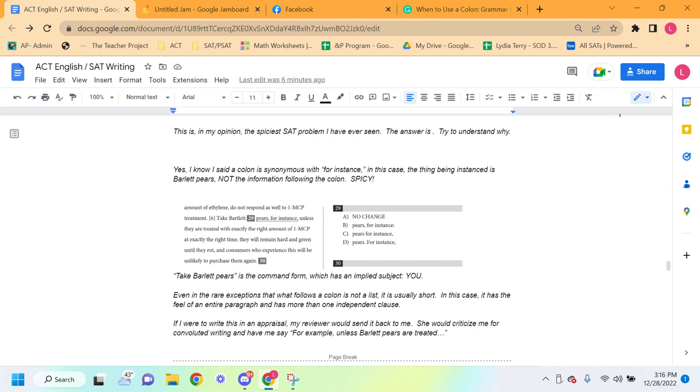Do not put a pronoun that closely. It should be, for instance, unless Bartlett pears are treated. There is no reason to have a complete independent sentence before that colon. There is no reason for it. There's no reason other than to trick you. That's why, I mean, this is an extremely spicy question, and it's clearly written in bad faith. There isn't a reasonable excuse to write like this. Someone is trying to be tricky. And I want you to get those right. So you've got to think they're trying to get me, okay? It is frustrating.